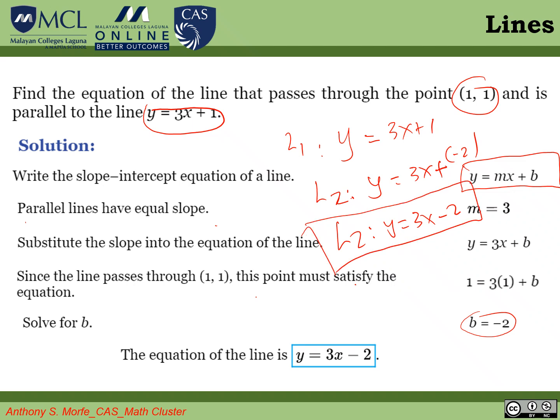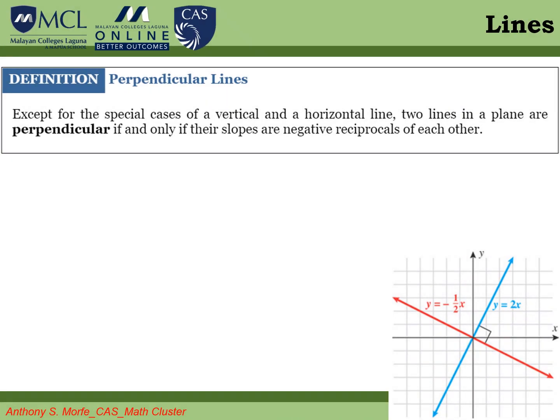Alright, so that is the example of our parallel lines. Now let's go to perpendicular lines. So what is a perpendicular line? Perpendicular lines, class, are lines that form 90 degrees between them. Like for example, this one.